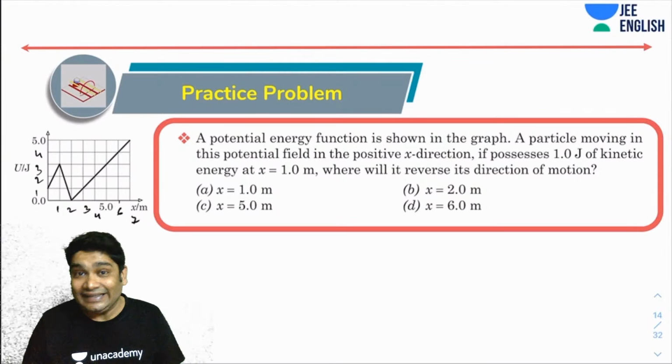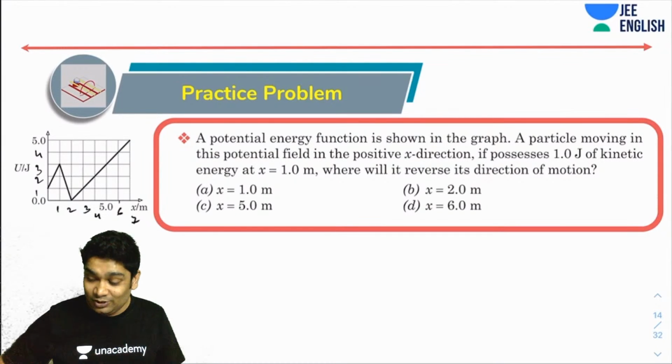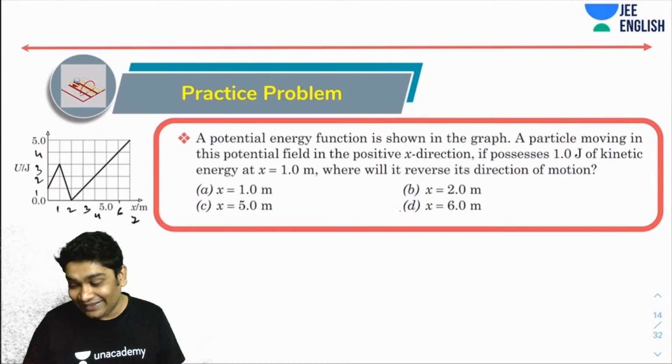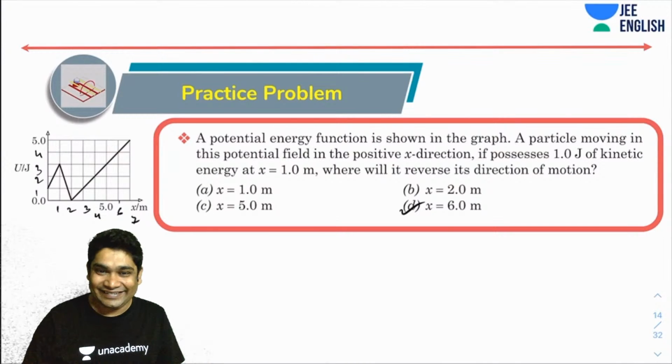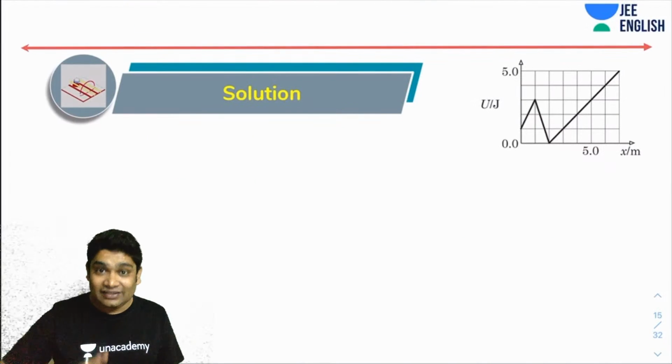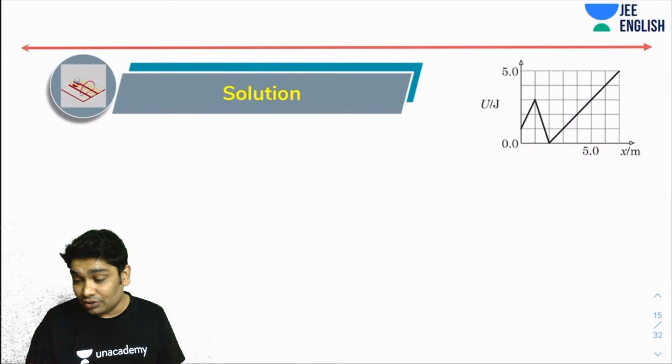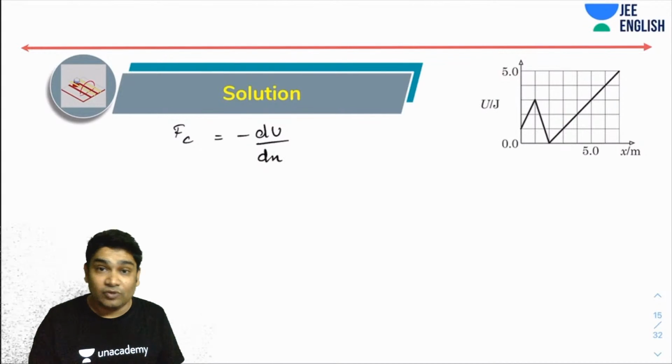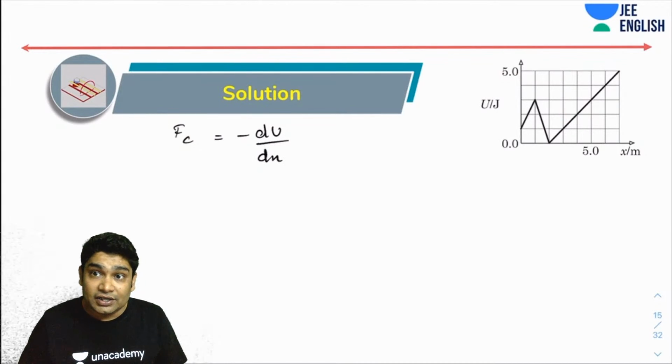So Suraj says C. Alright, so no, the correct answer is in fact D. So well done, Tanya. Alright. See, the logic is first of all you should know that conservative force is minus du over dx. This is the relation between a force and its potential energy function.